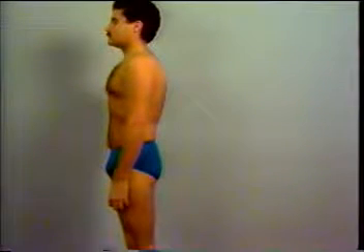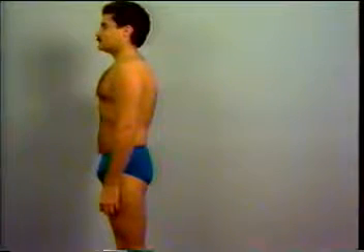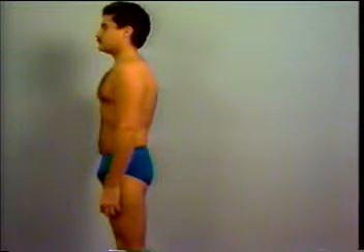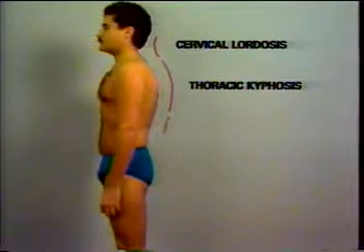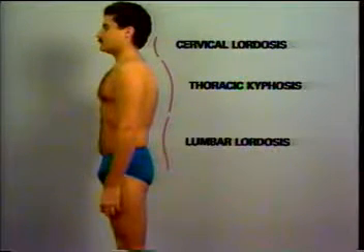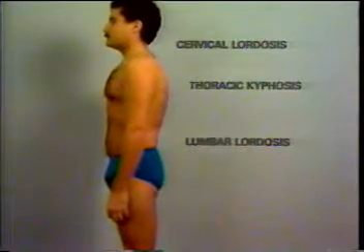Observation of posture during bipedal stance is important. Normally, there are 3 curves in the spine. Beginning at the top, cervical lordosis, a thoracic kyphosis, and a lumbar lordosis are noted. Loss or exaggeration of any of these curves may suggest underlying spinal pathology. Note any sharp angular kyphosis known as a gibbous.